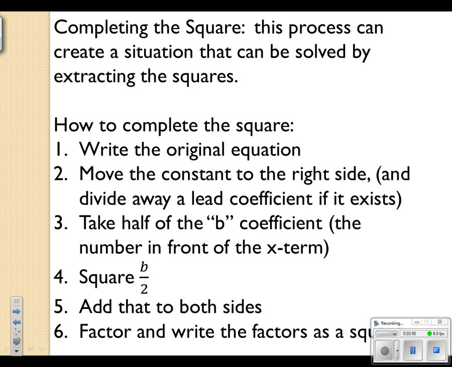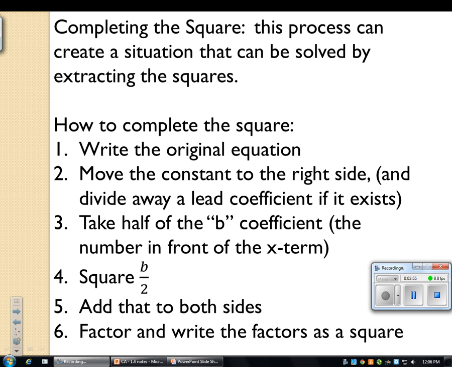Completing the square. All right, so this is my attempt at giving you steps that you can follow that are typed out. I'd like you to pause right now so you can write these steps down, and then we're going to put them into play with a couple of examples.